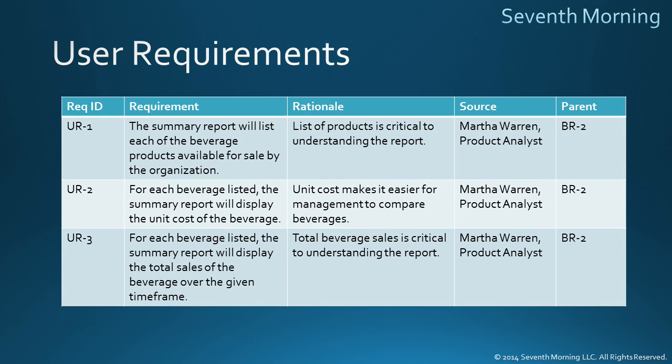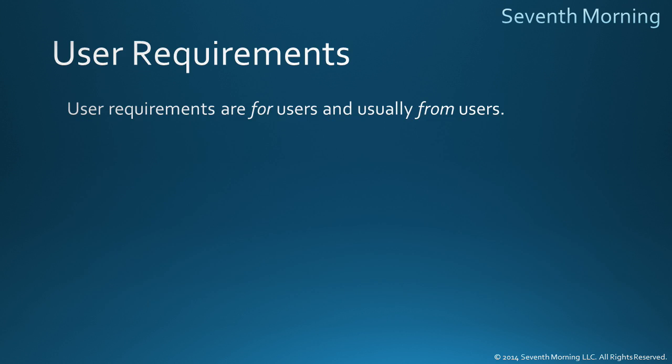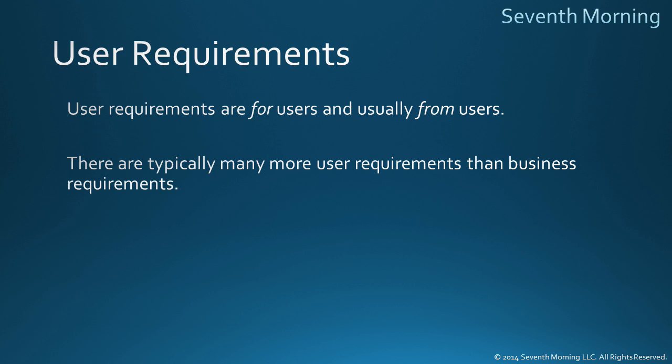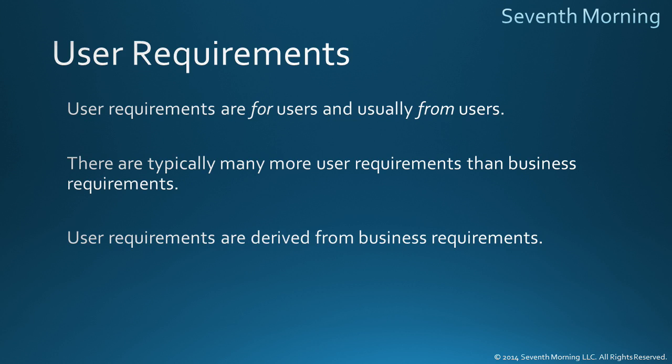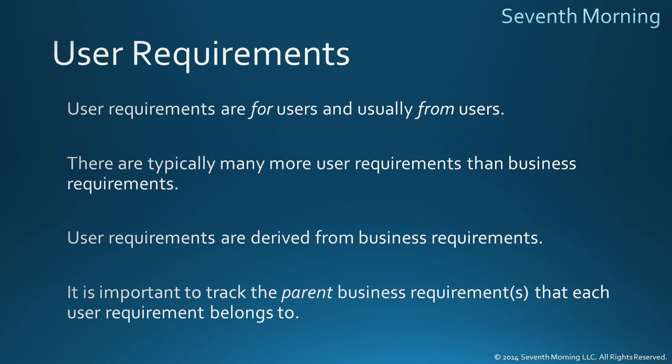All right, so that's pretty much wrapping up user requirements. Let us summarize here. User requirements are for users and usually come from users. These can be users internal to your organization or actual customers, either way. There tend to be many more user requirements than business requirements, and indeed, user requirements should derive from business requirements. For this reason, we track the parent business requirement of each user requirement.